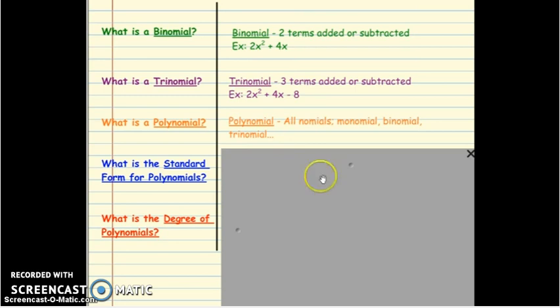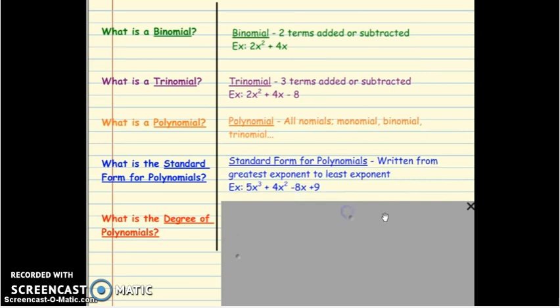Alright, the two things we're going to be doing today is, what is the standard form for a polynomial? Well, standard form for a polynomial is written from the greatest exponent to the least exponent. So this is the standard form of a polynomial, and if you take a look at the exponents, this one has an exponent of 3, this one is exponent of 2, this one has an exponent of 1, even though it's not written, and then this one doesn't have an exponent at all. So they're written in descending order.